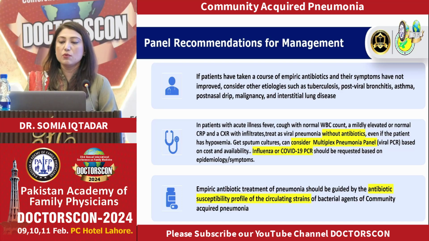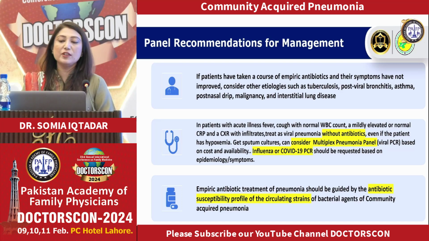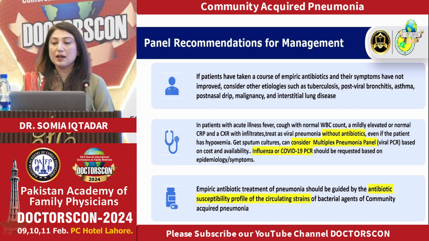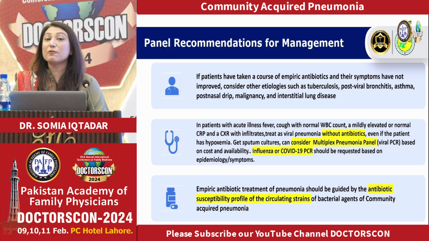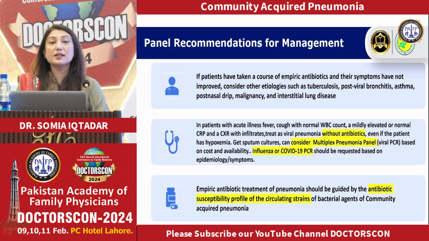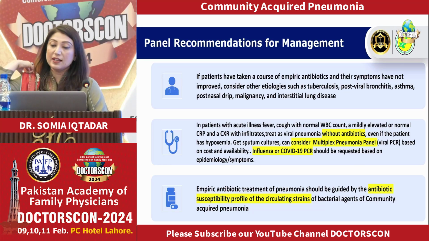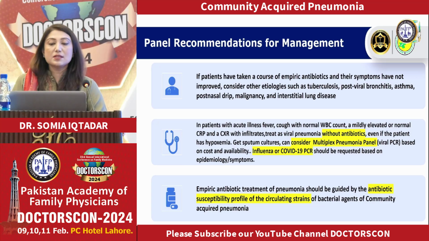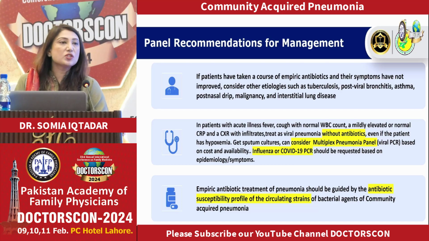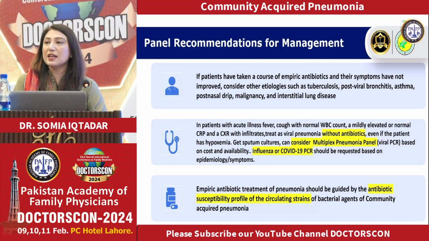And in patients who have a typical illness of fever, cough, but with normal WBC count and normal or near normal CRP, and a chest X-ray with infiltrates, you can treat as viral pneumonia without antibiotics. Even if the patient has hypoxemia, you should not be starting antibiotics. You should get a sputum culture and consider a multiplex pneumonia panel by viral PCR, and then based on these, your line of action should be determined. And in these patients, in the recent settings, you should also investigate for influenza or COVID-19 via PCR.